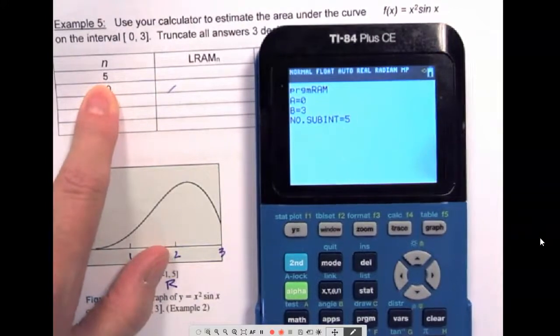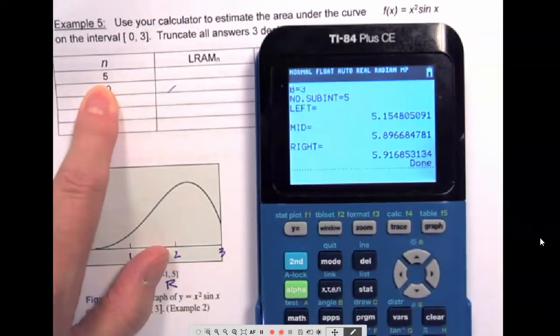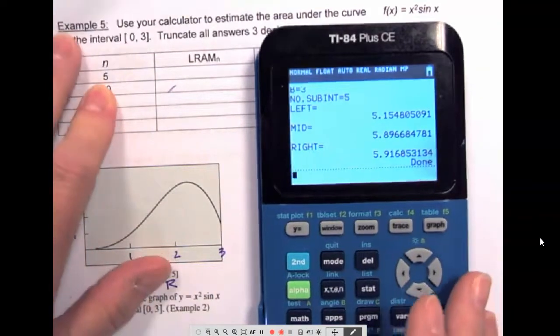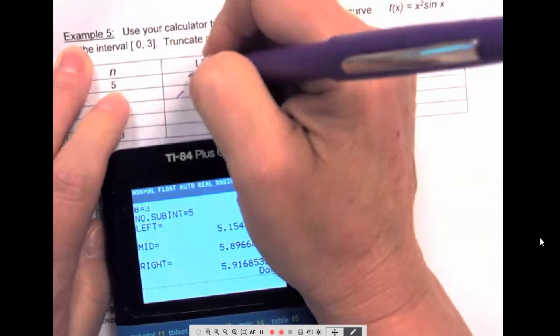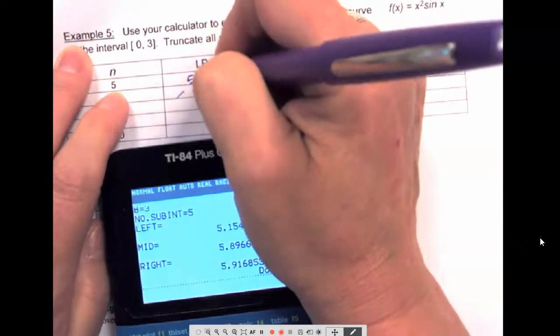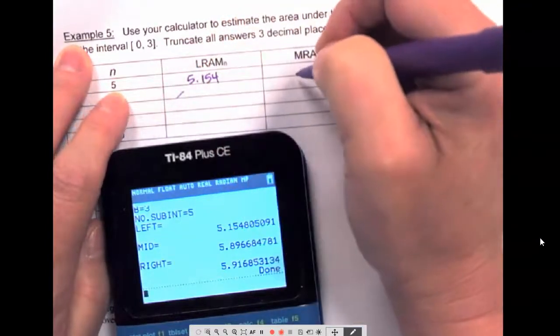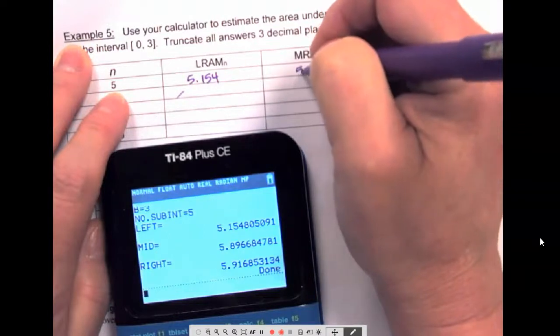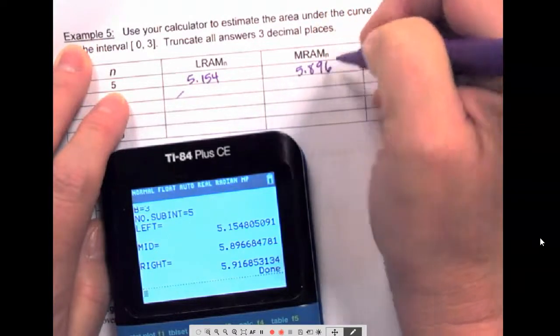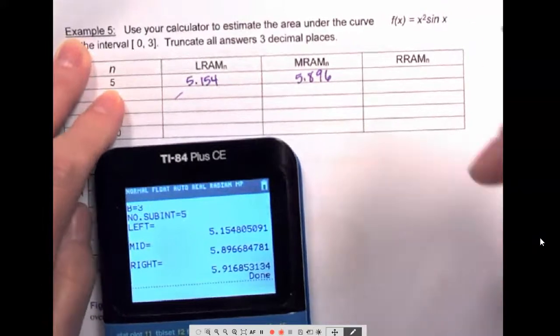And watch this. There you go. It's done. I got left, mid, and right. So I'm not going to do every single one of these, but I'll do a few just so you can see how impressive it is, and then in a minute I'll work on transferring to yours.